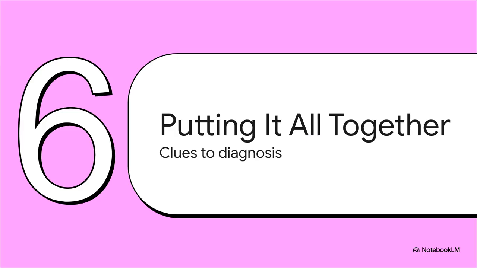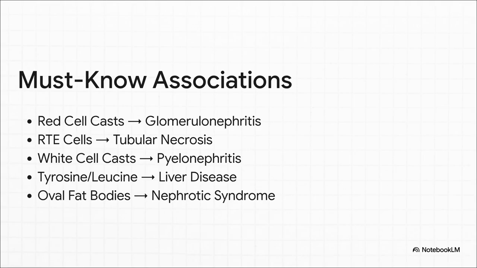Okay, deep breath. We've gathered all our evidence. We've got the cells, the casts, the crystals. The final step in any good investigation is to step back, look at the big picture, and see how all these individual clues come together to form one single coherent diagnosis. So let's do a super quick, rapid-fire review of the absolute must-knows for test A. You ready? Red cell casts, glomerulonephritis. Renal tubular cells, tubular necrosis. White cell casts, pyelonephritis. Tyrosine and leucine, liver disease. And oval fat bodies with that Maltese cross, nephrotic syndrome. Got it? Good. Lock those in.